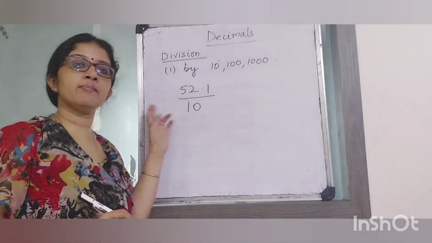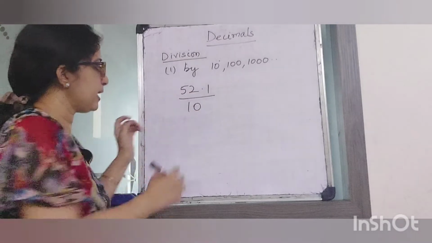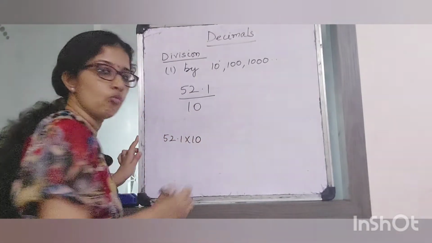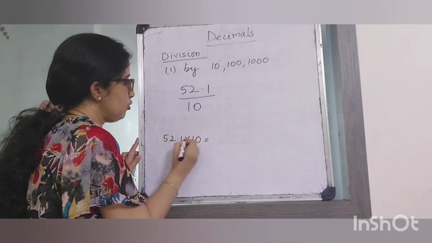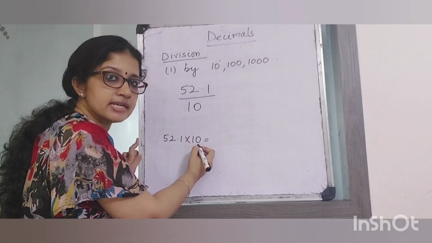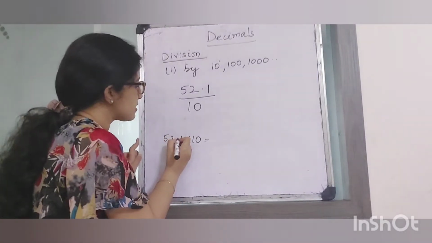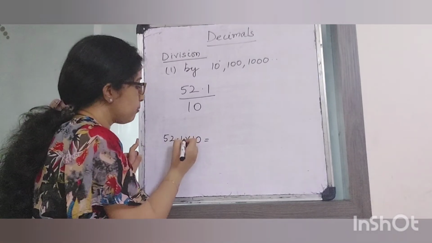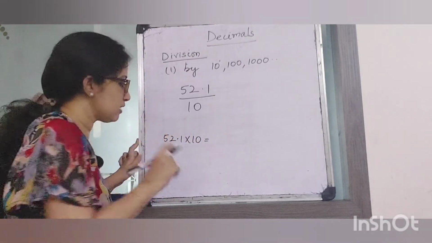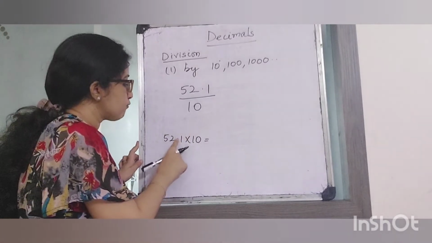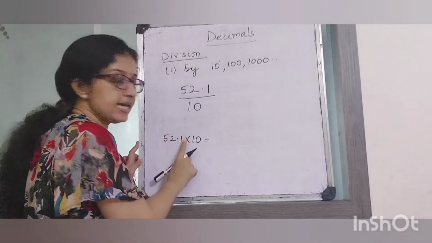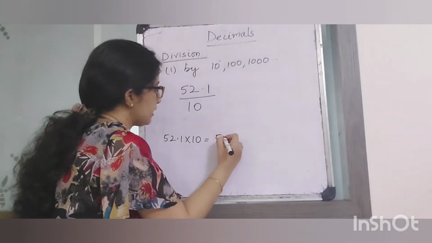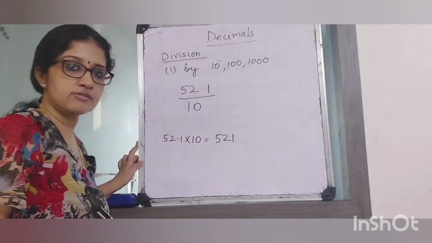So what did we see in the multiplication part? If we are multiplying a decimal number, that is 52.1 into 10, what should we do? We have to see how many zeros are there in this 10. 1. And we have to shift this decimal place to the right hand side by 1 place. Okay, since we have one 0 in 10, we have to shift this decimal place to the right hand side by 1 place. Okay, so what will we get? 521. This is what we get, right?